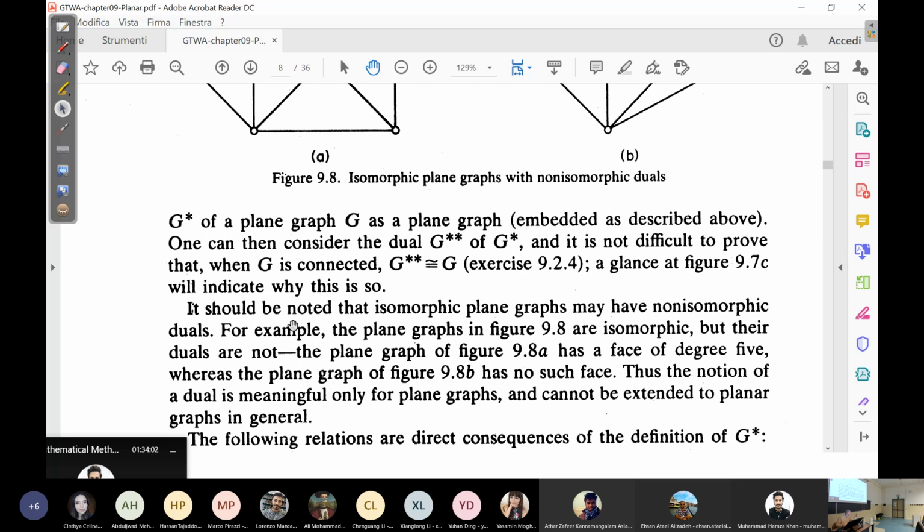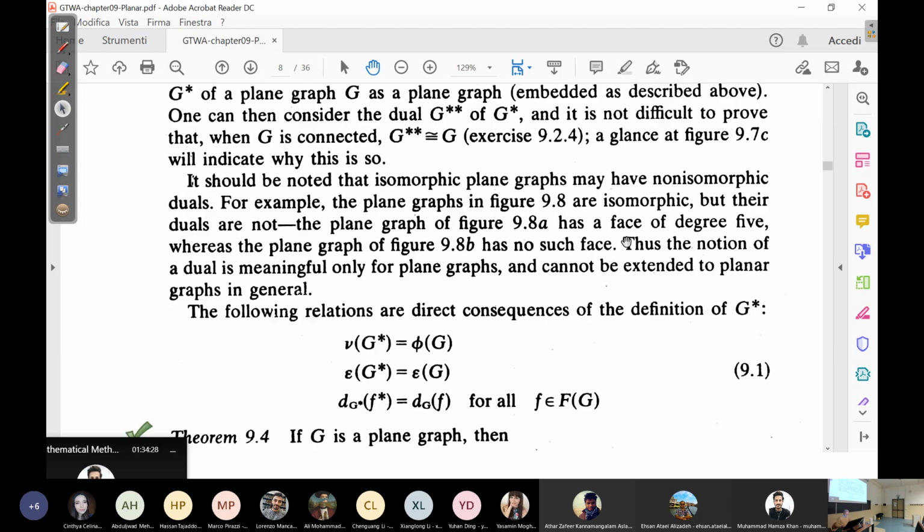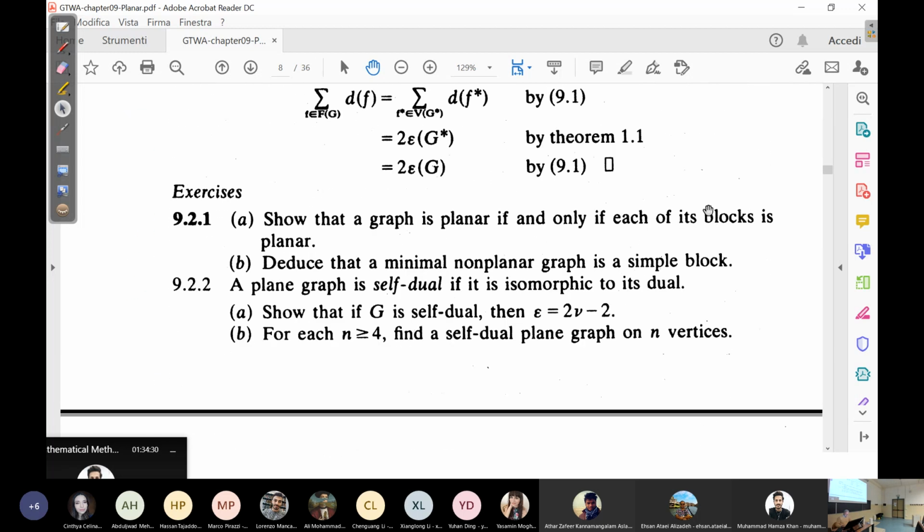What is interesting is that isomorphic plane graphs may have non-isomorphic duals. So the dual is not related to a planar graph as an abstract structure, but to a plane graph, something which is already embedded in the plane. And this is given in figure 9.A.